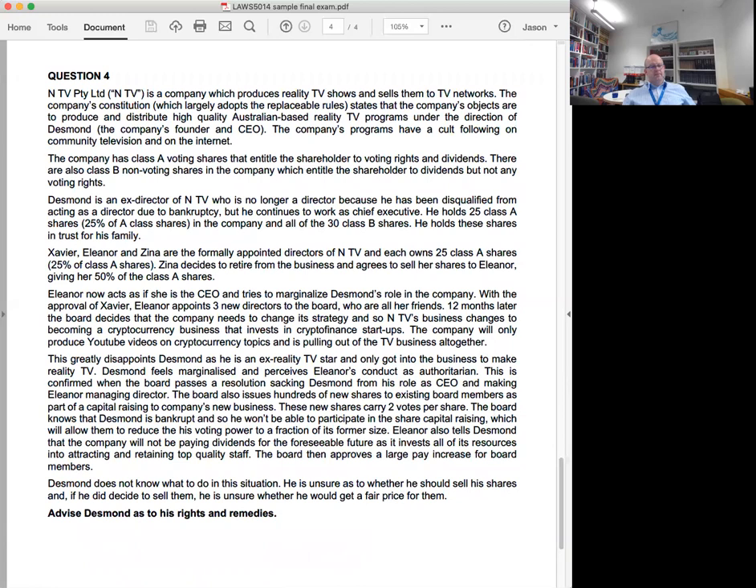This one's a bit shorter. Advise Desmond as to his rights and remedies. So we've got a proprietary limited company producing reality TV shows. Company has a constitution which largely adopts the replaceable rules, but also provides an objects clause. The purpose of the company is about producing high-quality Australian-based reality TV, and specifically says Desmond.